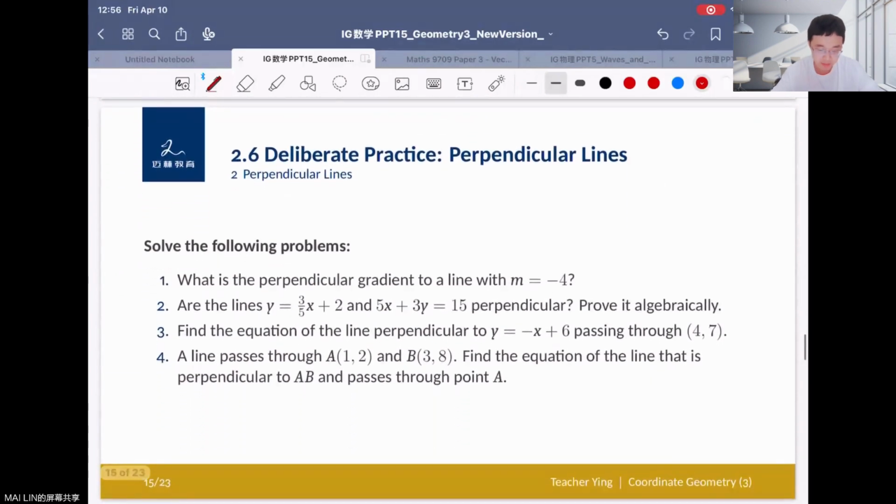And here's some deliberate practice for you. You can just try to solve them, okay? So if you want to do it yourself, you can pause the video. And if you want to follow with me, you can keep on going, okay? So let's move into the first problem.